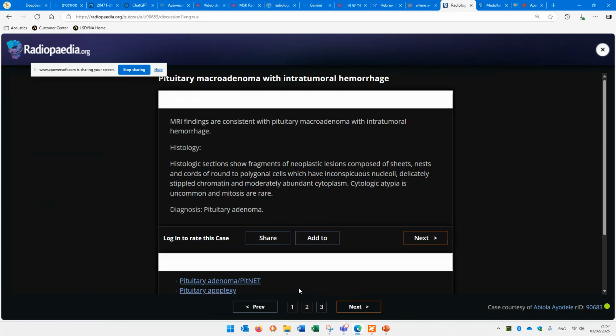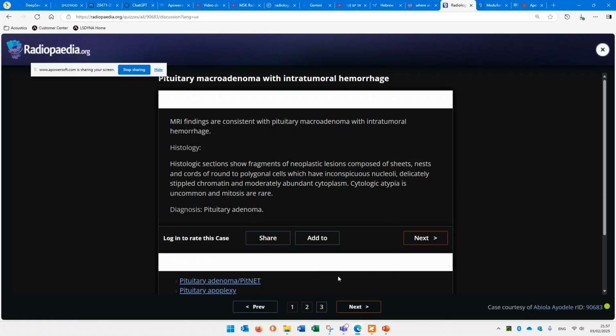So now the case discussion, and the final diagnosis was pituitary macroadenoma with intratumoral hemorrhage. So it really was a pituitary adenoma, but there was an intratumoral hemorrhage. Histologic sections show fragments of neoplastic lesion composed of sheets and nests of cords of round polygonal cells which have nuclei, delicately stippled chromatin, and moderately abundant cytoplasm. Telangiectasia is uncommon and mitoses are rare. Pituitary adenoma. It just was pituitary adenoma.